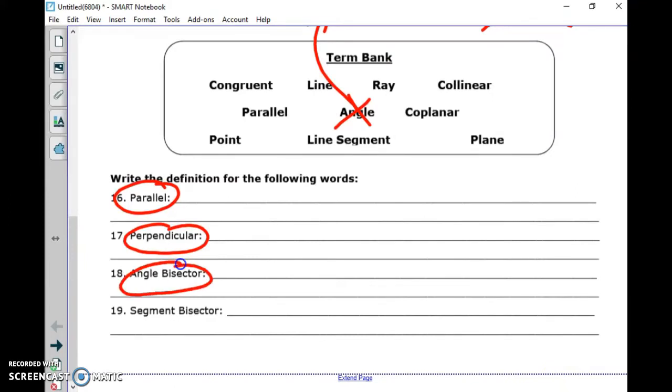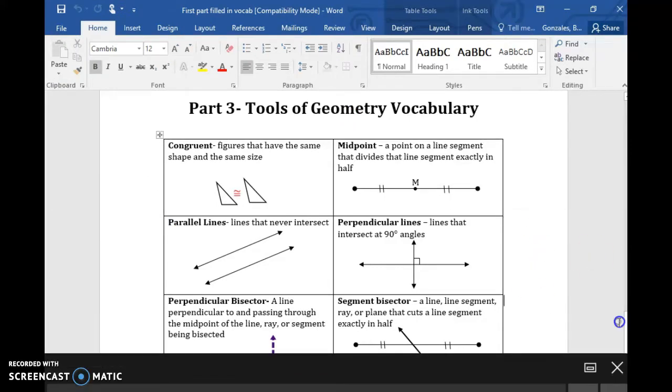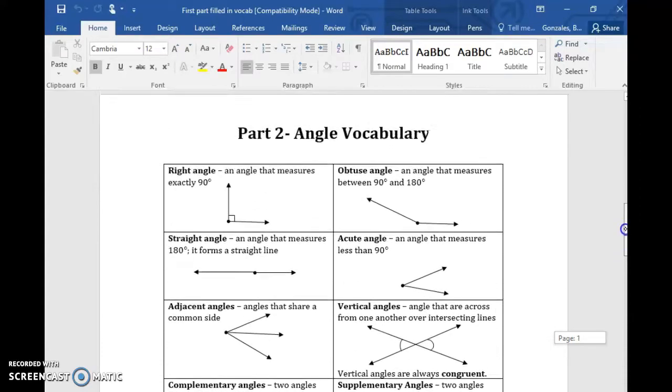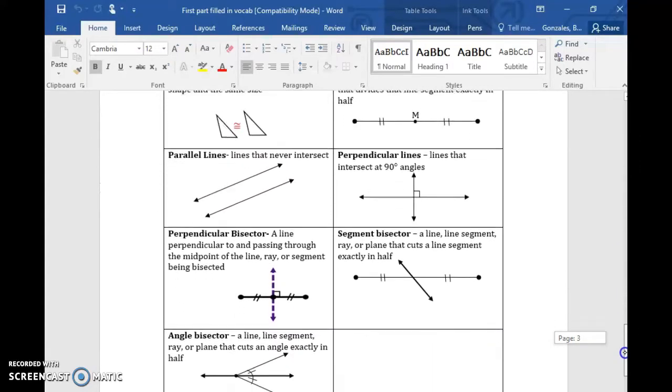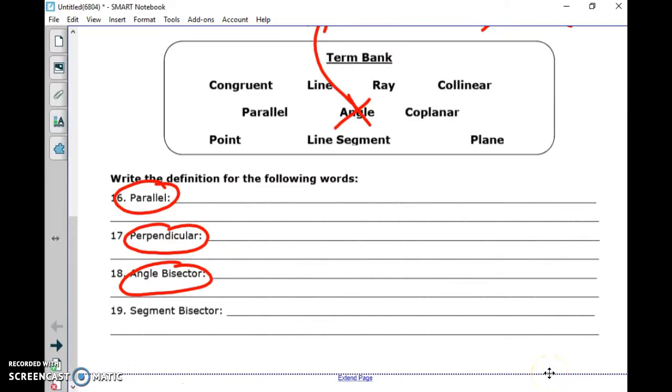Then we have angle bisector and segment bisector on the screen. Angle bisector is a line segment, ray, or plane that cuts an angle exactly in half. A segment bisector is a line segment, ray, or plane that cuts a line segment in half. Notice that they create congruent angles, congruent segments, respectively, and we label them with tick marks to show that they are congruent. So that was segment bisector.